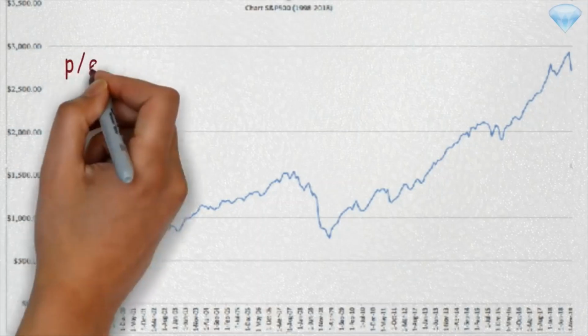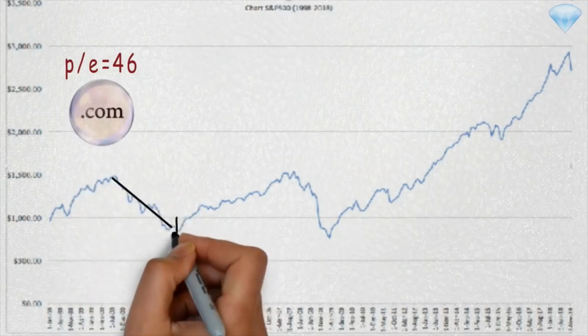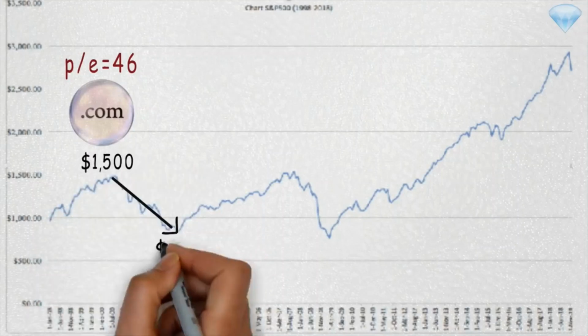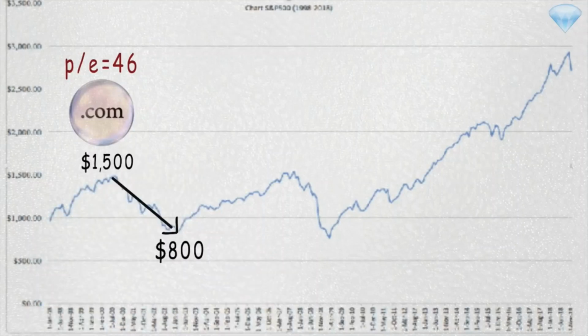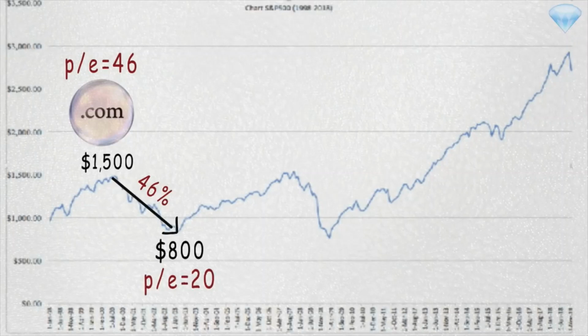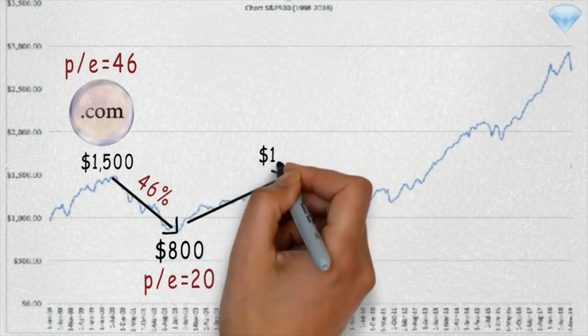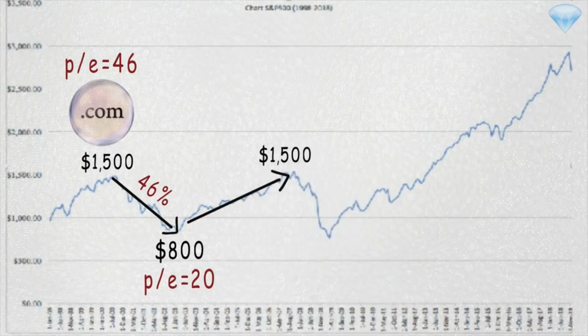In the 2000s, the PE ratio was at a freaking 46. That's definitely the highest PE ratio we have ever seen in history. It was this expensive for a reason, and the reason was the dot-com bubble in the early 2000s. The market dropped from $1,500 to about $800. That would be almost a 50% decline. The PE ratio dropped from 46 all the way to the 20s. Since 2003, the market slightly recovered and increased back to $1,500 in early 2008.